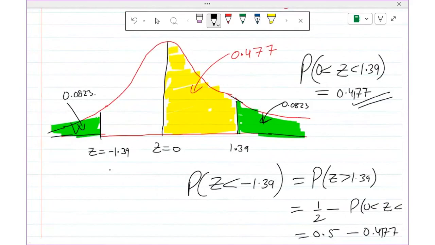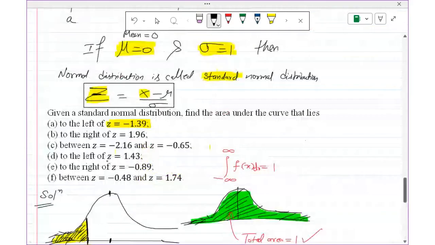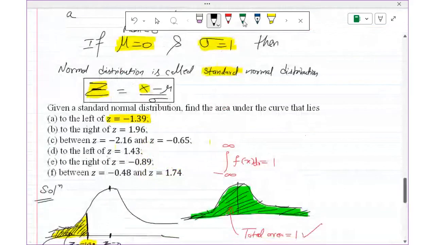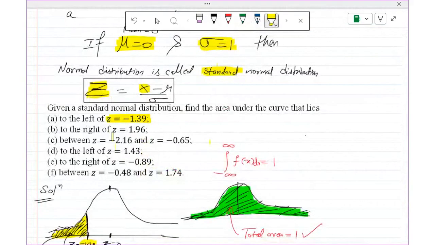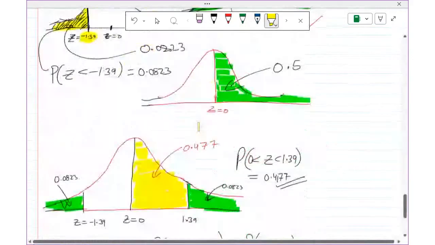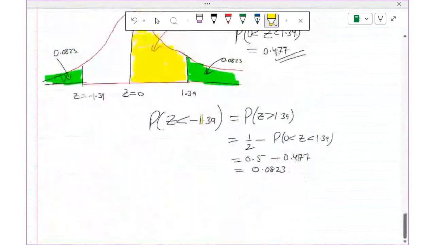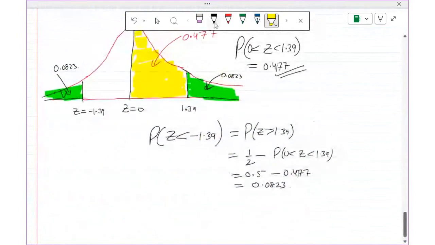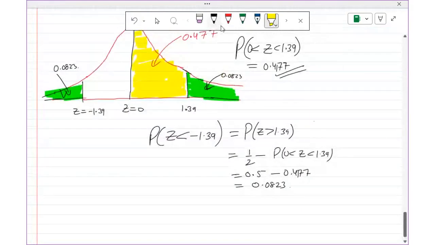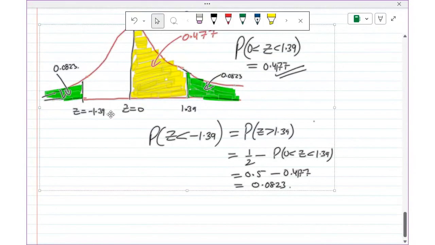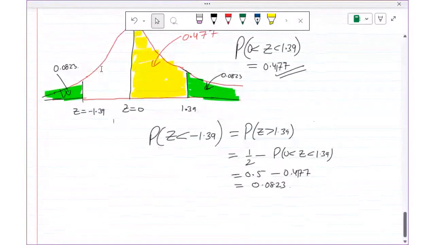Now let us do the B part. In the B part, we have to find the area on the right side of z equal to 1.96. I don't need to draw the diagram multiple times, so let me copy this diagram directly. This is not possible. Copy it.